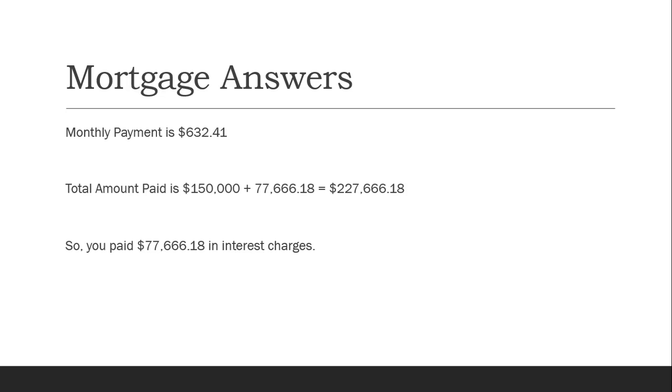So once again, our example answer for the mortgage is our monthly payment is going to be $632.41. And remember, that's just for the loan. That's not insurance. That's not PMI. It's not HOA fees, and no real estate taxes, anything like that. This is just simply for the mortgage. So remember, though, that your total amount paid is $150,000 of your principal amount plus your interest charges. And the interest charges were $77,666.18. So that means your total payment for your house, you need to consider it's $227,666.18.